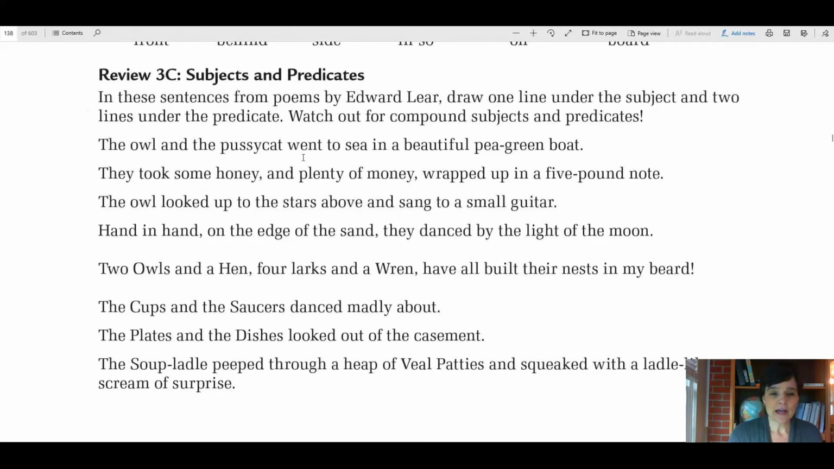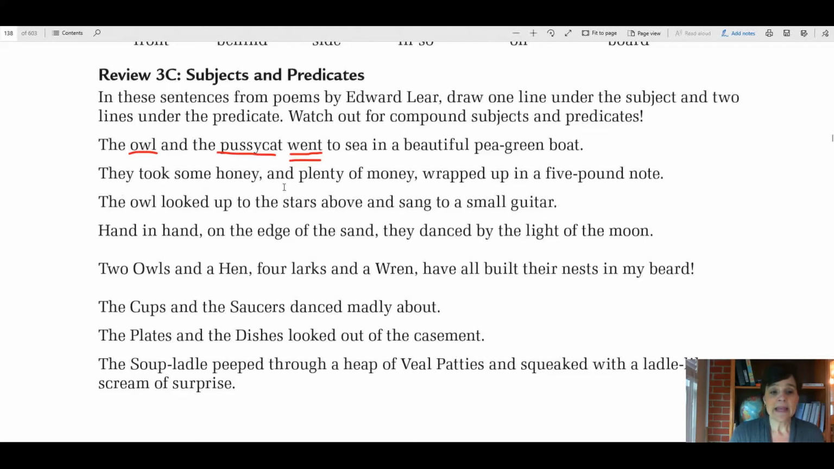And I think I know that because they said watch out for compounds. So we'll underline. Like I said, you don't have to erase yours. But went is our verb or predicate, so we'll underline that twice. Now, went to sea in a beautiful pea green boat, the whole thing is the complete predicate. But usually it just means for you to underline the verb. Okay, who or what went? Well, the pussycat went, and here's our little word and. That tells us that there might be another one. So owl and pussycat went.